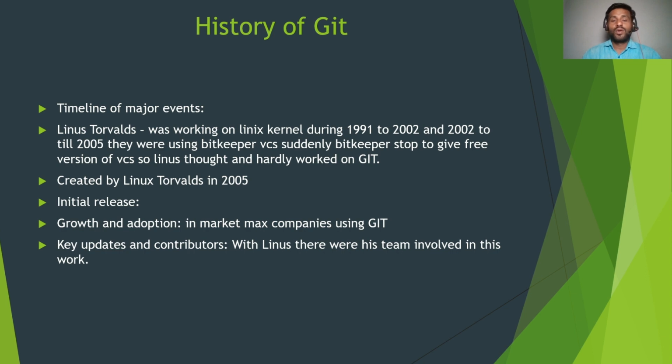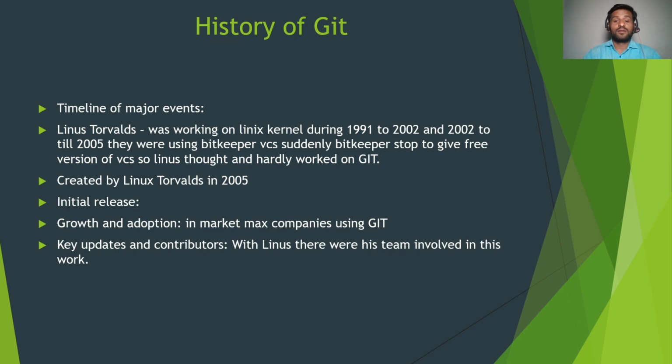So what happened during 2002 to 2005: Linus Torvalds thought that now everything was working fine, and he was happily using the BitKeeper version control system. But in 2005, BitKeeper decided to stop its free-of-cost model, suddenly, and then Linus Torvalds' work stopped. He told his team, "Friends, don't worry about this, definitely we will create something better than this."